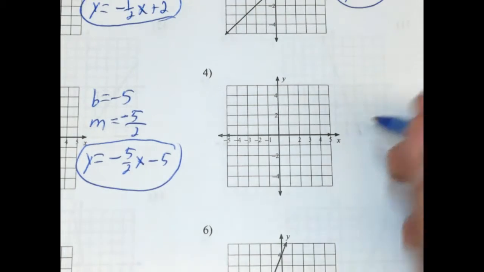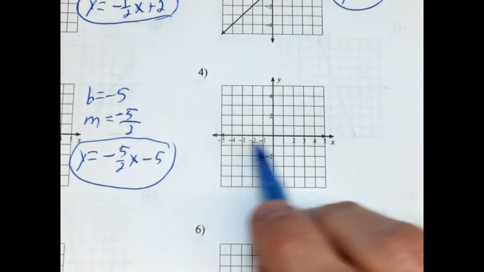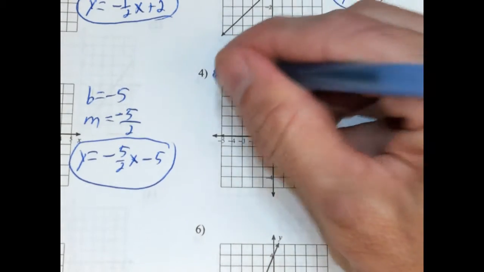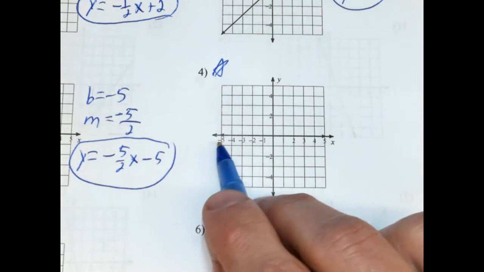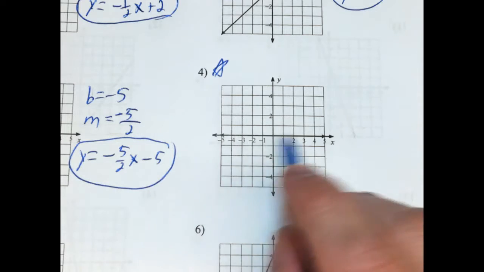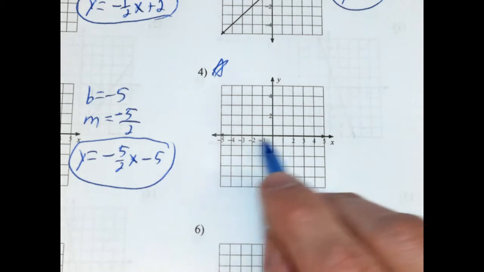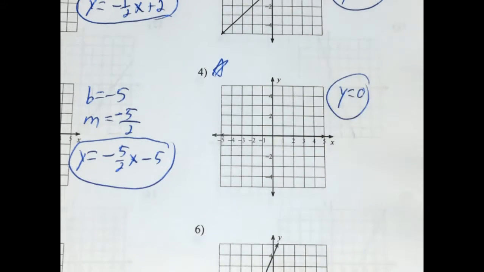Okay, number 4. This is a weird one. The line is actually the x-axis. So this is one of two special case scenarios, when a line is either perfectly vertical or perfectly horizontal. You can ask yourself, what value is not changing? Well, the y value is not changing. The y is staying constant. That's why it's a flat horizontal line here. And the y value of any of these points is actually 0. And that's the equation of the line, y equals 0.